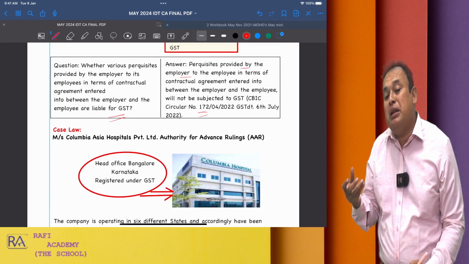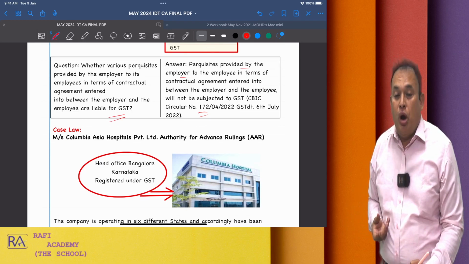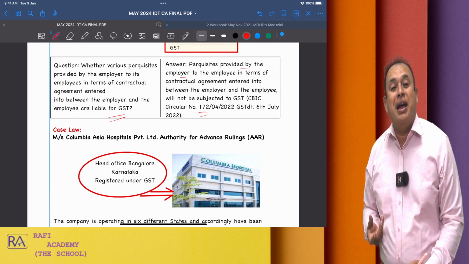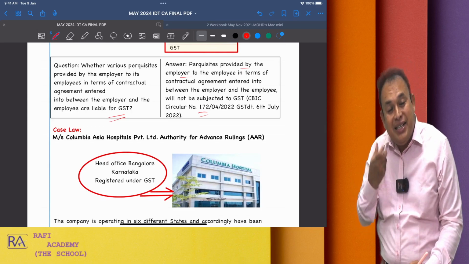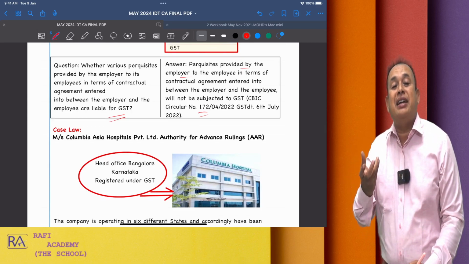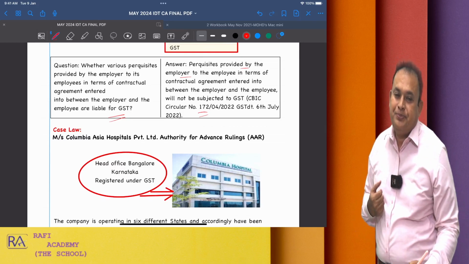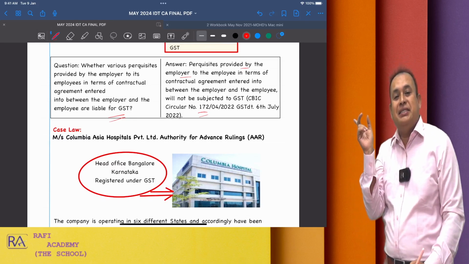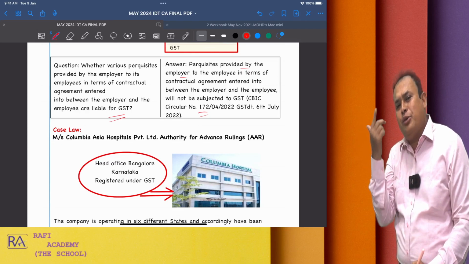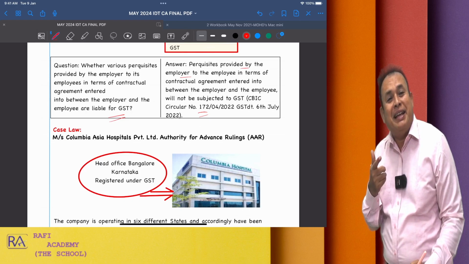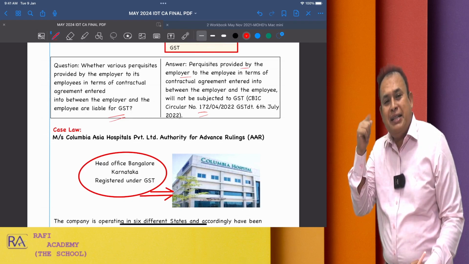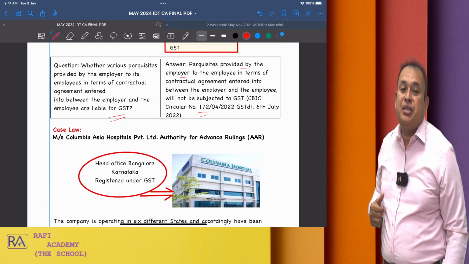Why not be subject to GST? Because it is in the course of employment. If there is such a case, it is going to be taxed under the head salary. It is not going to be taxed again under GST, is the meaning of it. If it is not taxed in the income tax, obviously it will be caught under GST. The possibility is there. The department will raise its voice by saying, hey Mr. Taxpayer, pay the tax on this value of perquisites. They may ask.